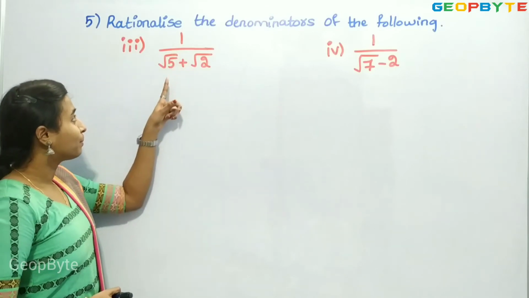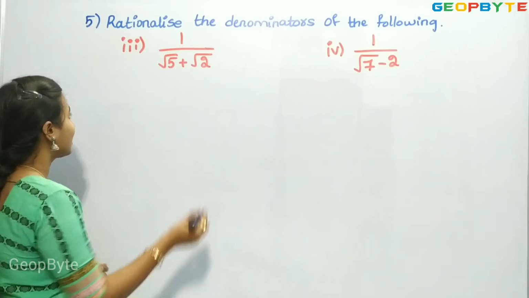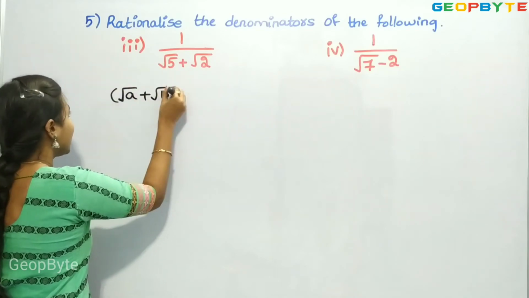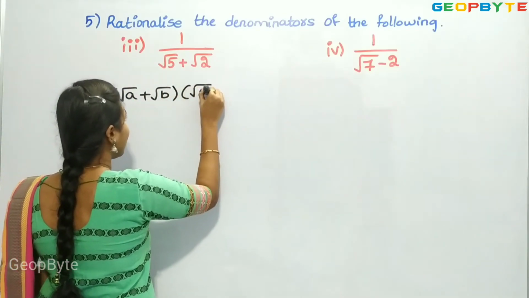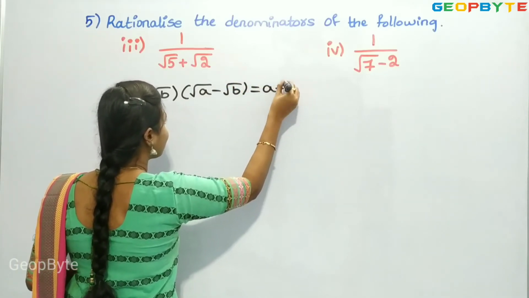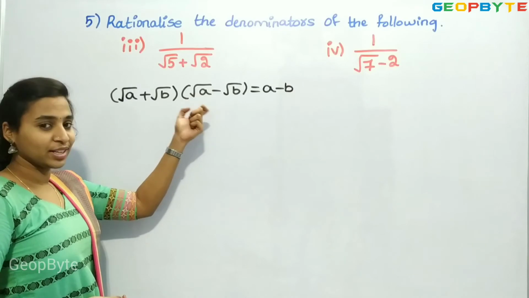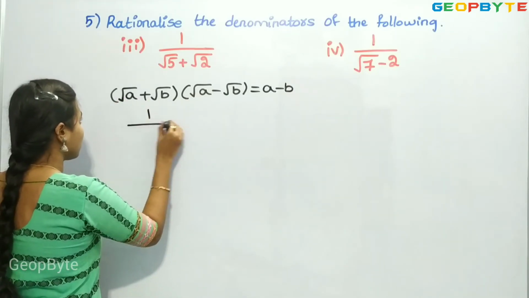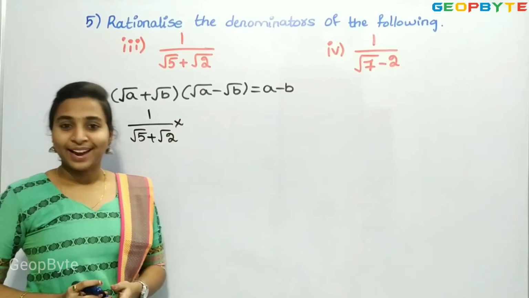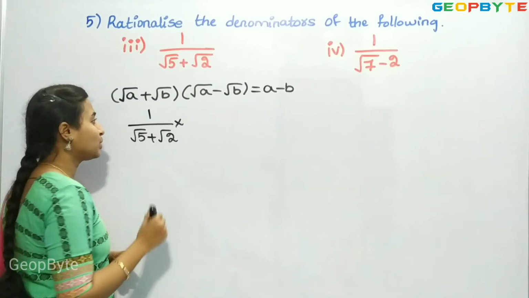We have 1 by under root 5 plus under root 2. By seeing this, yes, it is in the form of identity root A plus root B into root A minus root B is equal to A minus B. So, already we have root A plus root B. We need to get root A minus root B. So, let us write the equation and then we need to multiply and divide root 5 minus root 2 by root 5 minus root 2.